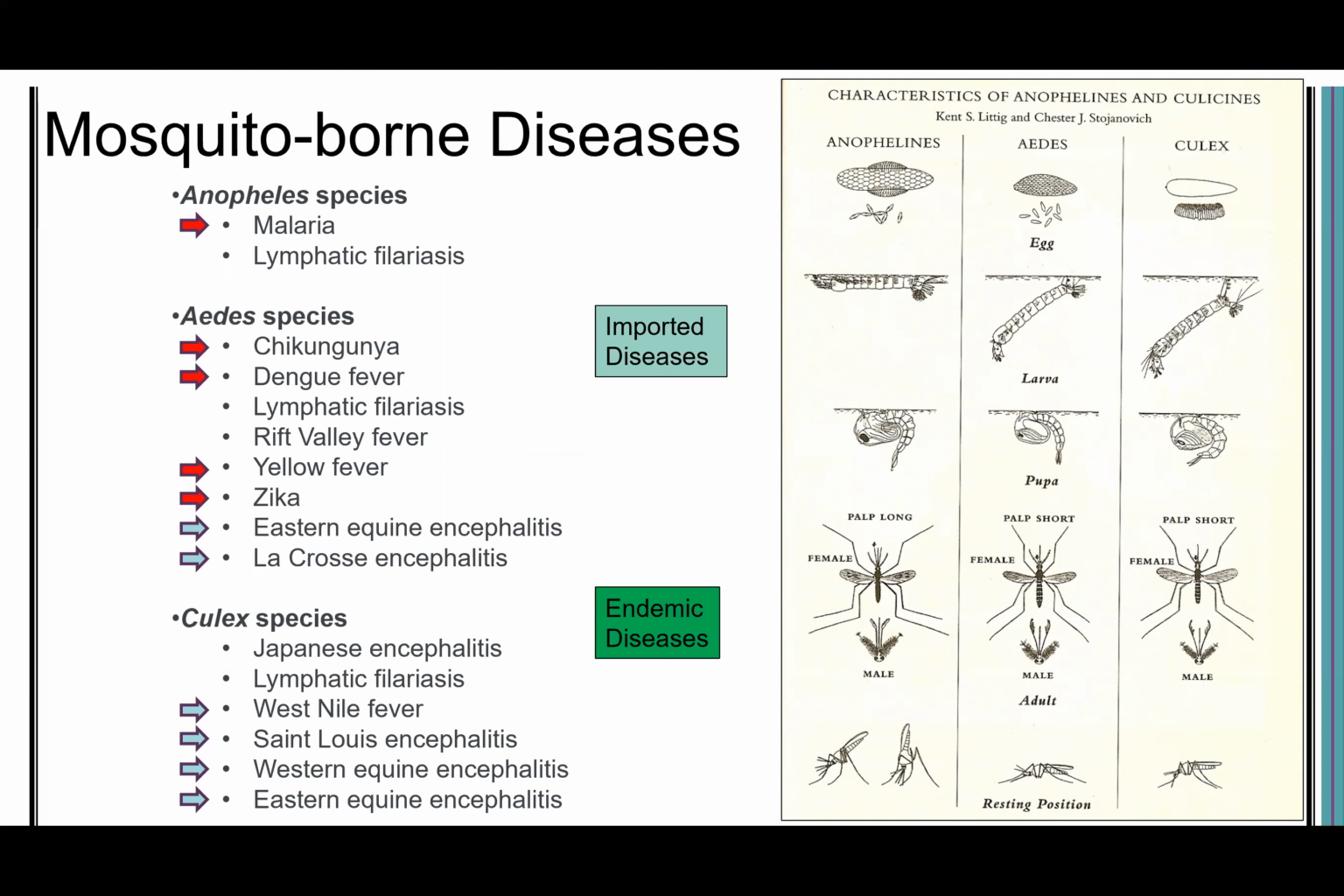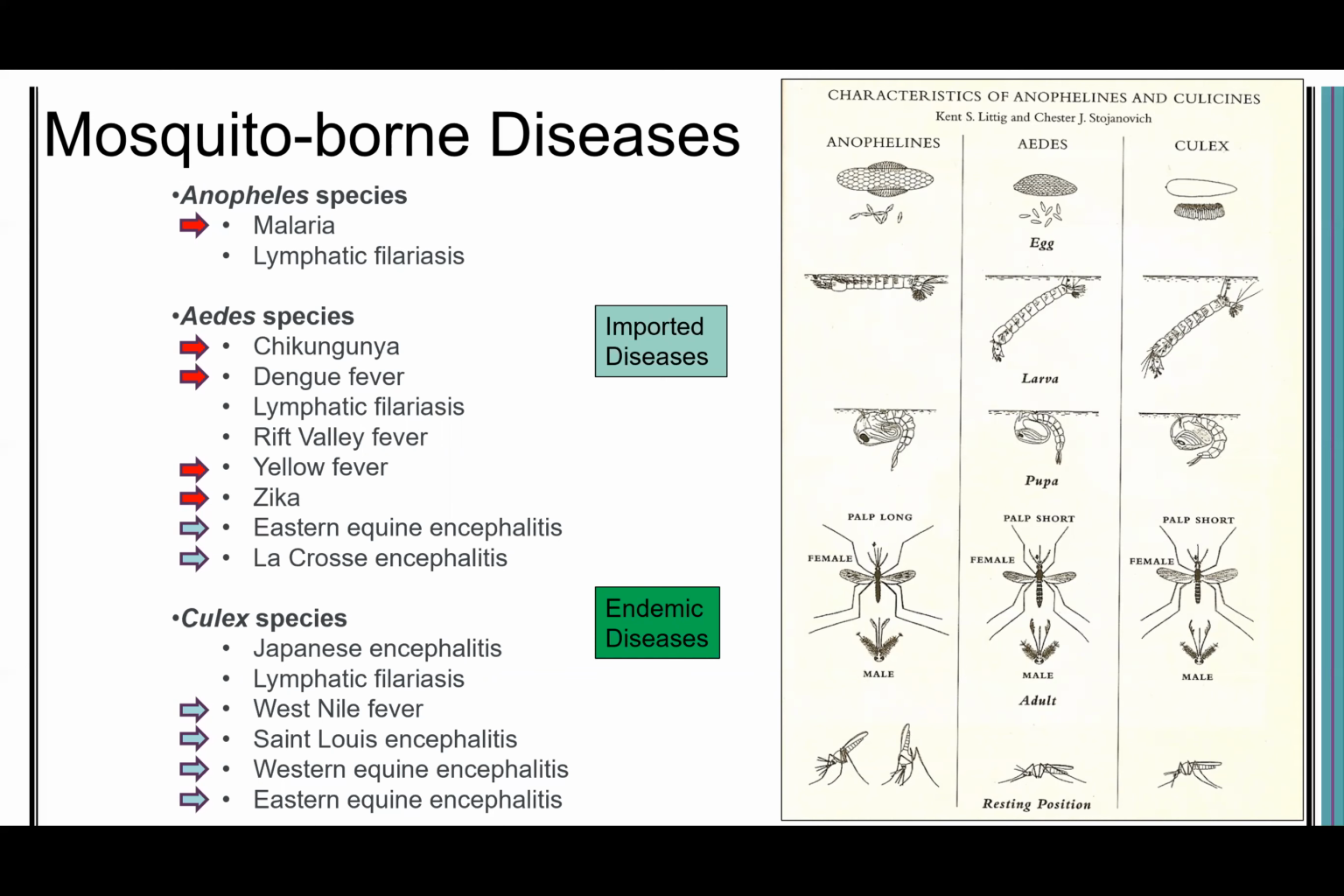Now, there may be a few years when they don't, but for the most part, if you are in an area where you've seen it before, it's highly possible you're going to see it again the following year. And we also have our imported diseases. A lot of our imported diseases are carried by Aedes mosquitoes, and I'm going to get into that in just a little bit. They're listed here more closely to the top.